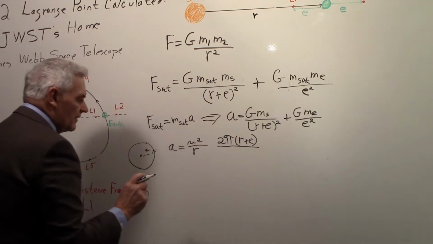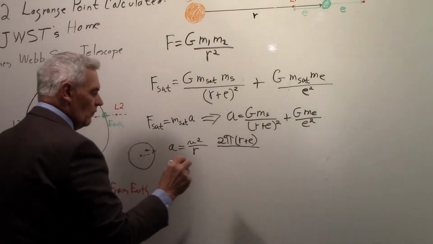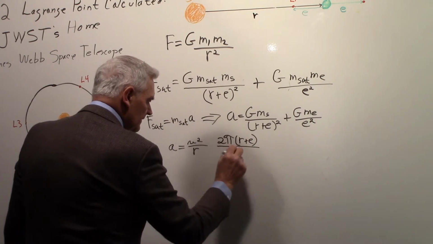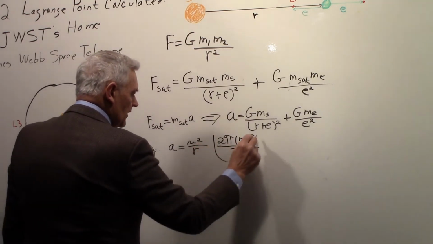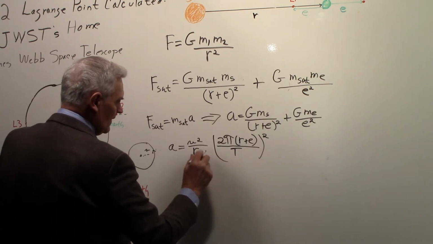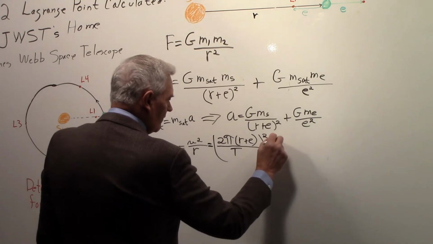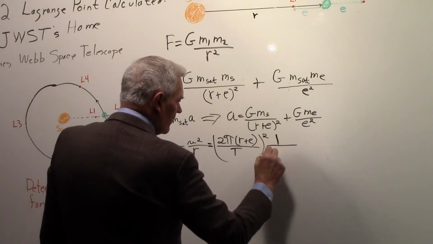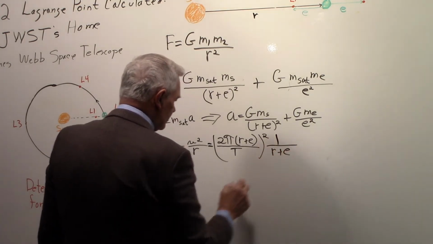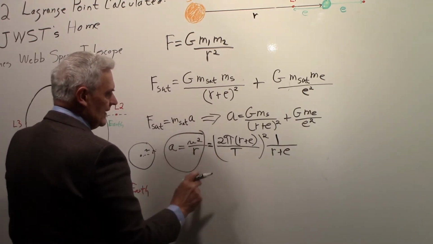And we're going to divide that by the time it takes to go around, and that's going to be 1 year. We'll call it T. And that is all squared. And this will be, the R here will actually be R plus E. So this is what we're starting out with, and we put the correct quantities in. This is what we'll have.